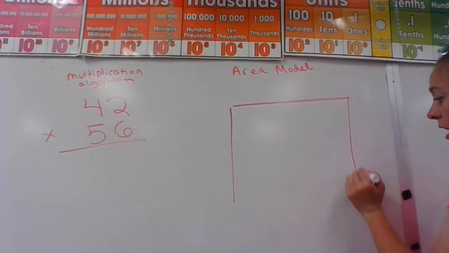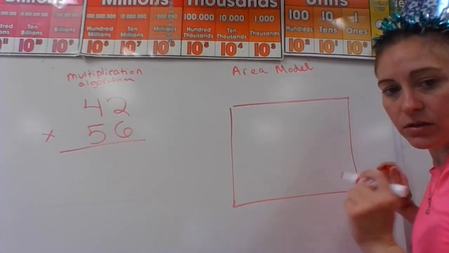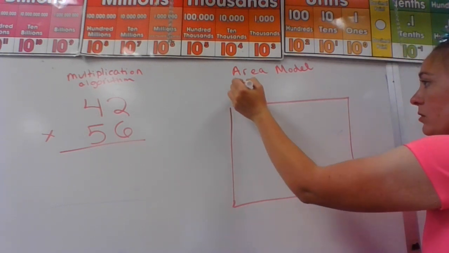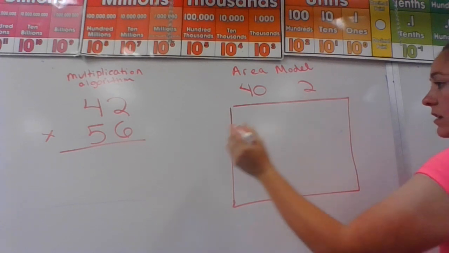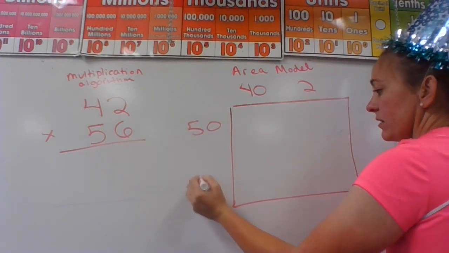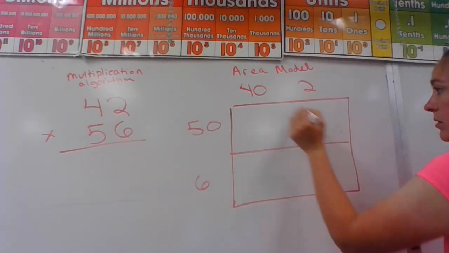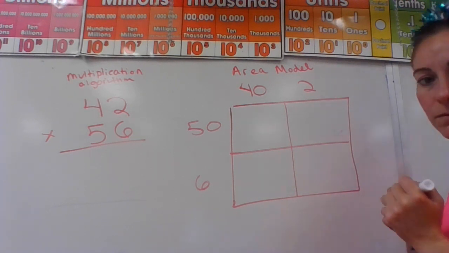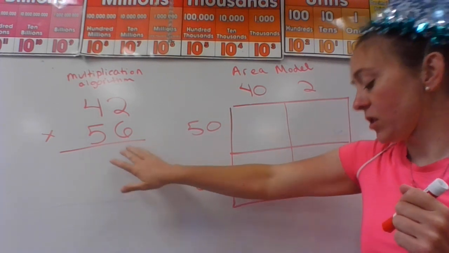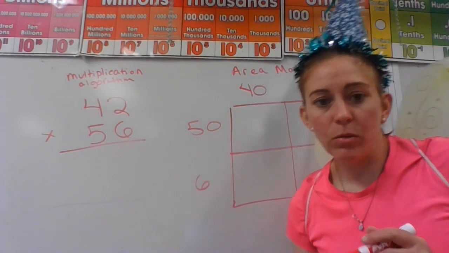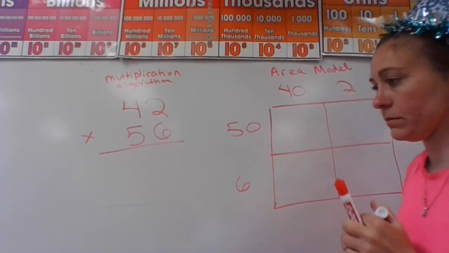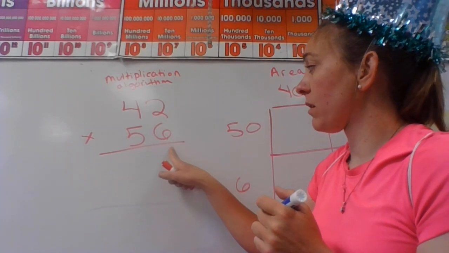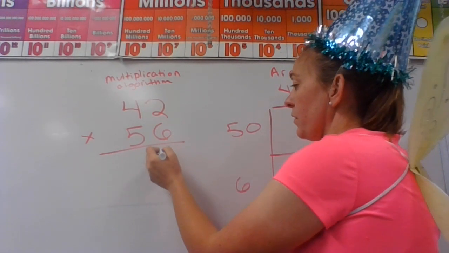was where you drew a box. You see that all right? And then I broke it up into, let's see, 40 and 2, my 10s and my 1s, and then 50 and 6. And then I break that up into those 4 spots. All right, so let's do the algorithm first, since you're probably most familiar with that, and then we'll come back to our area model.